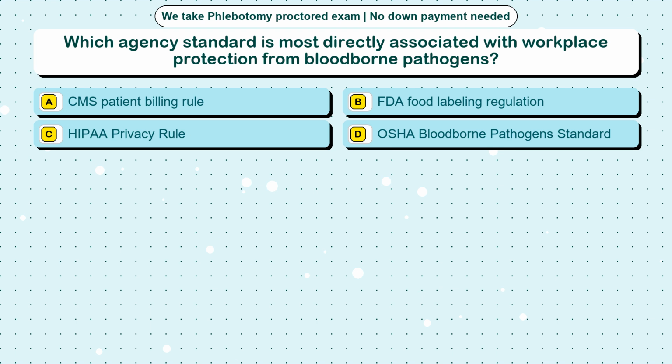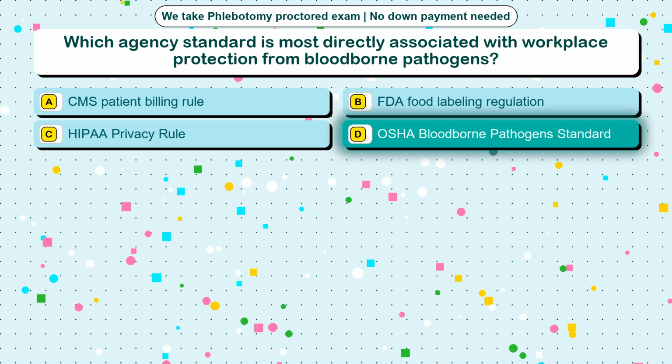Question 47. Which agency standard is most directly associated with workplace protection from bloodborne pathogens? Option A. CMS Patient Billing Rule. Option B. FDA Food Labeling Regulation. Option C, HIPAA Privacy Rule. Option D, OSHA Bloodborne Pathogens Standard.